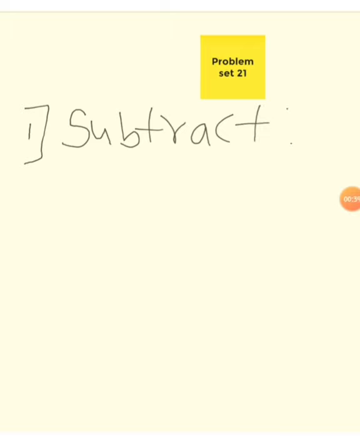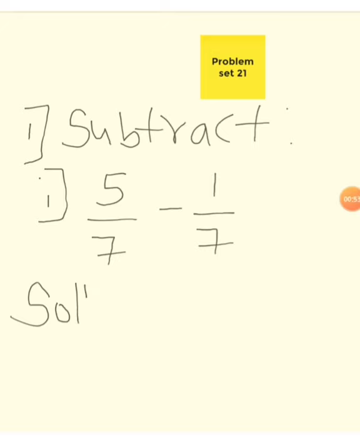So let's start. Question number 1 is given here, subtraction. So here subtraction is given, so we have to subtract the like fractions. In that, the first fractions given are 5 upon 7 minus 1 upon 7. It means we have to observe the fractions first of all. Here you can easily see that the denominator is common, but the numerator is different. So these two fractions are like fractions.